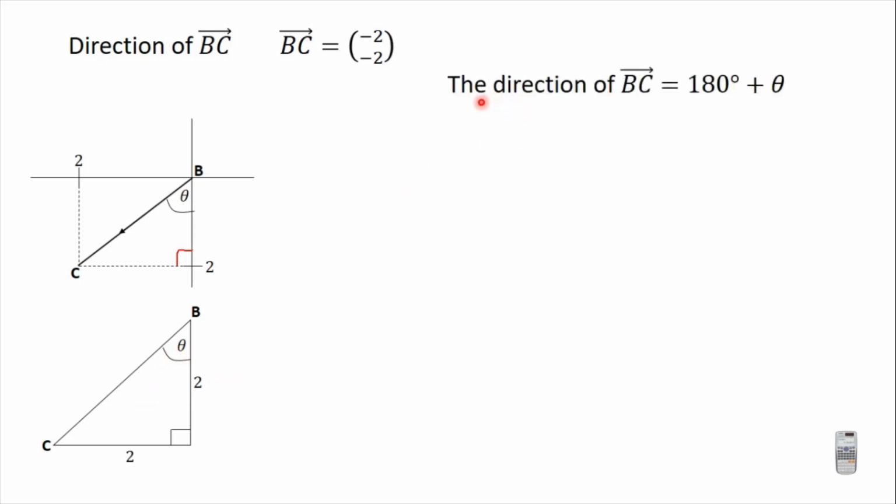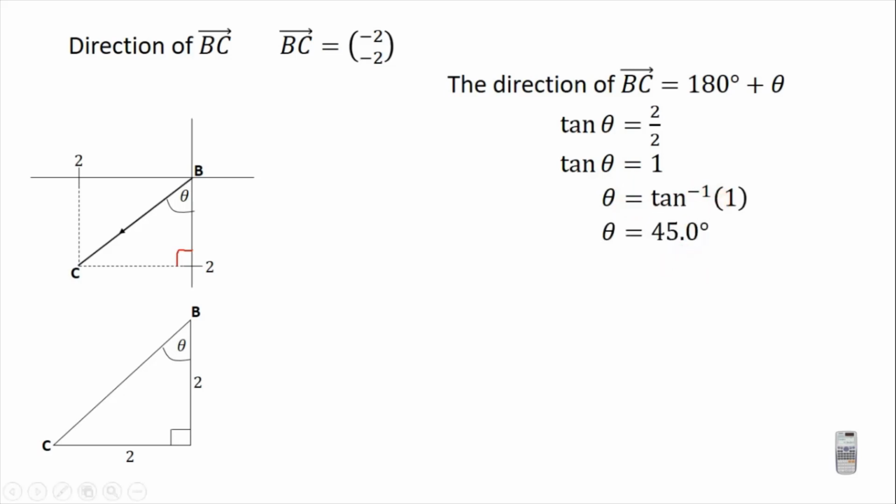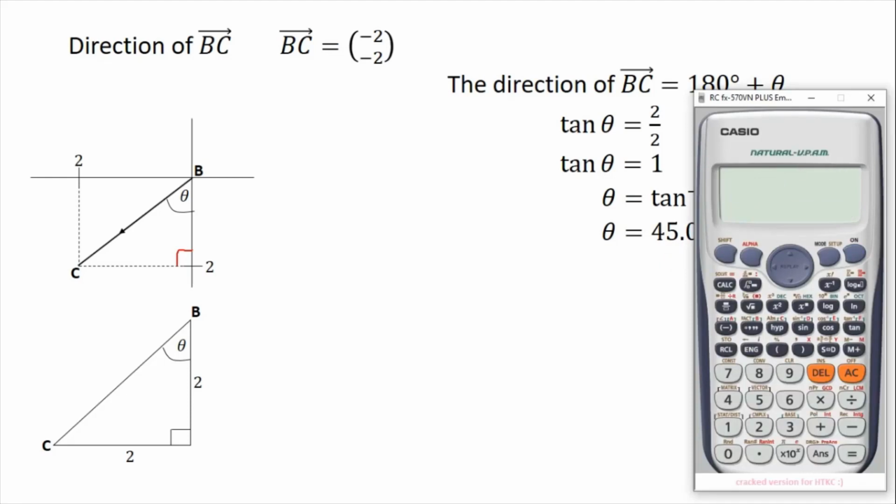Now we will say that the direction of vector BC is equal to 180 degrees plus theta. I've already explained that. Theta is equal to, from the diagram, 2 over 2. Opposite is 2, adjacent is 2. Sorry, tan theta is equal to 2 over 2. So 2 over 2 is 1. So we can say that tan theta is equal to 1. Theta is equal to tan inverse of 1. Tan inverse of 1 is 45. So on your calculator, if you find tan inverse of 1, shift tan 1, you are going to get 45.